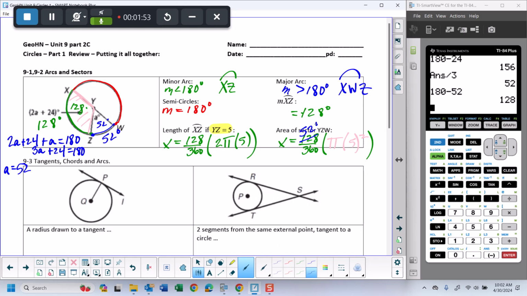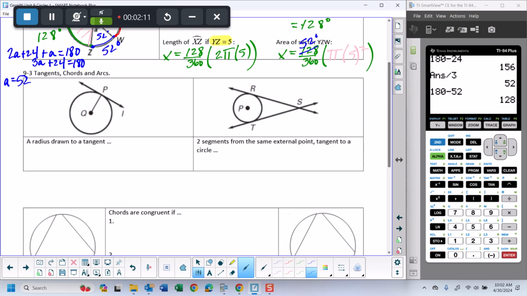Minor arcs, major arcs, semicircles, length and area of my arcs and my sectors. You feeling okay with that? All right. The last class we threw a lot at you with tangents and chords. And so we want to make sure that we review and put all these big ideas on one paper.